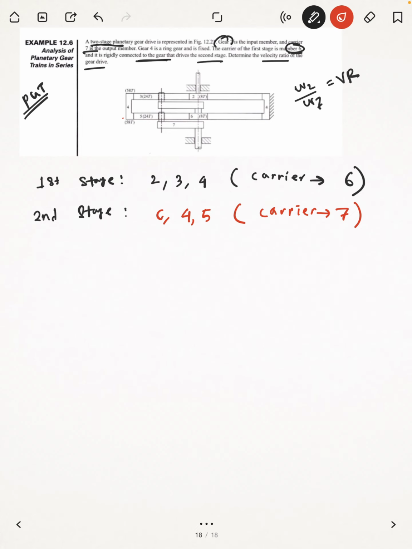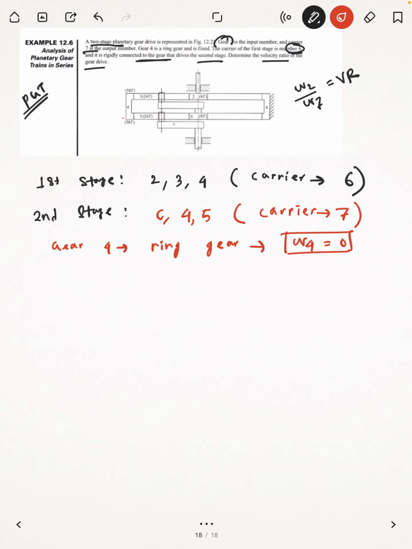Now what you need to do: as gear 4 is the ring gear, what would be the angular velocity? Omega 4 should be 0. So if you determine anything in terms of the ring gear, one of the variables will be cancelled out. So that will be advantageous. One of the advantages.